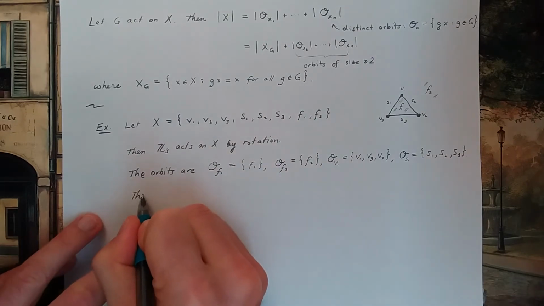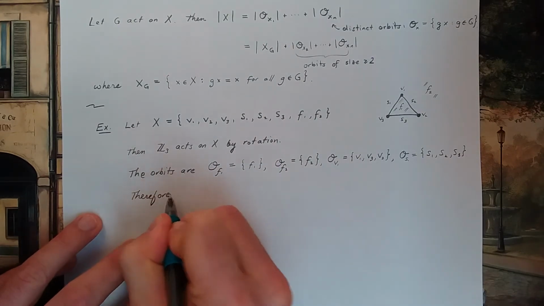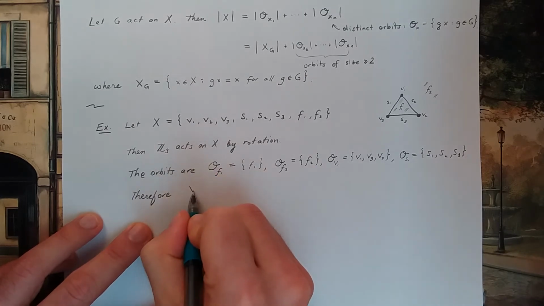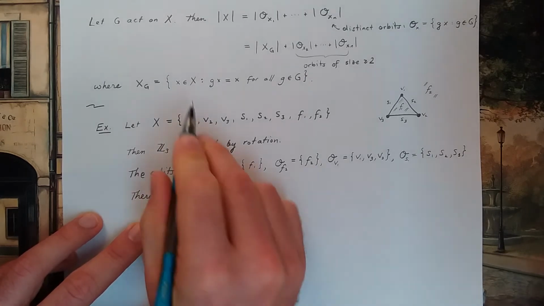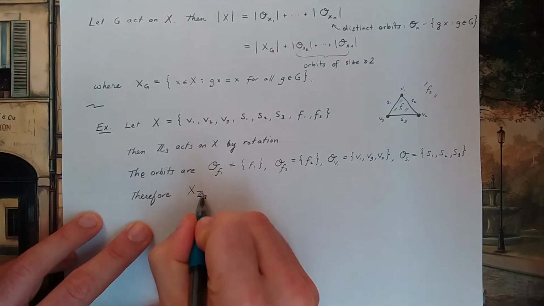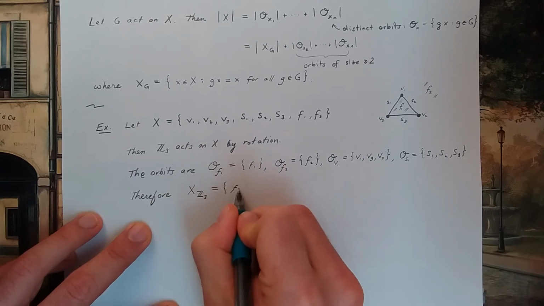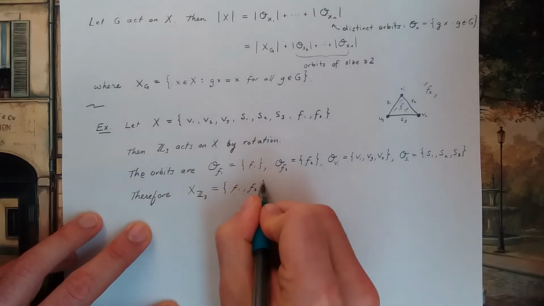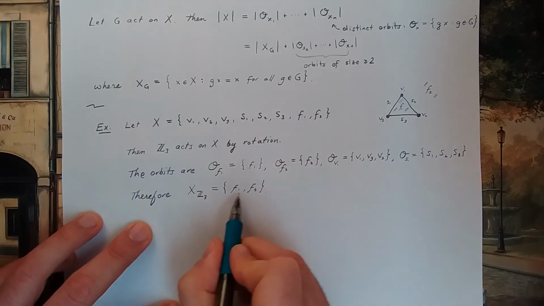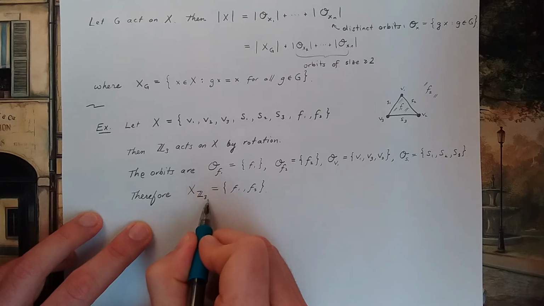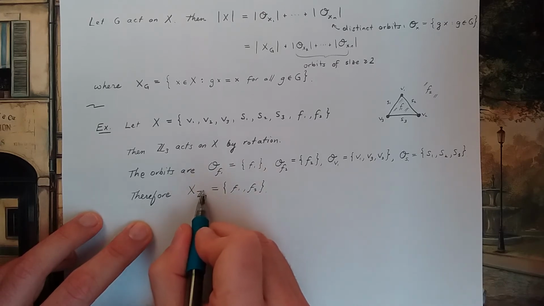So therefore, using this notation up here, the set X_Z3 is the set F1, F2. It's the elements in X that are fixed under any element of Z3. So it's like the fixed point set, but it's for all elements in your group.